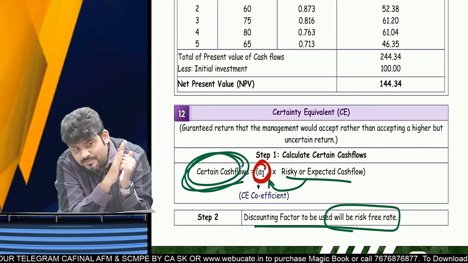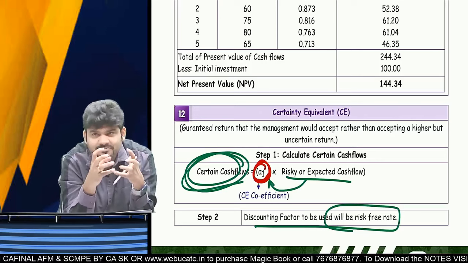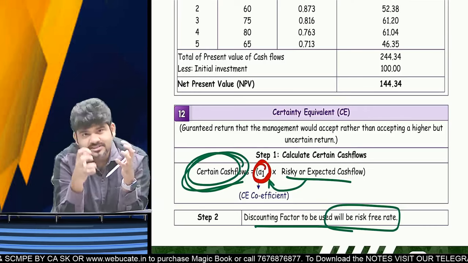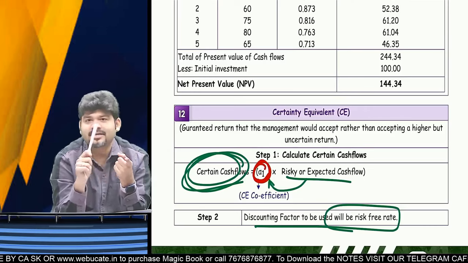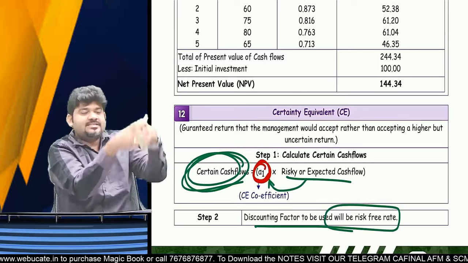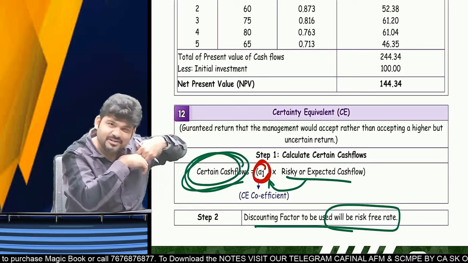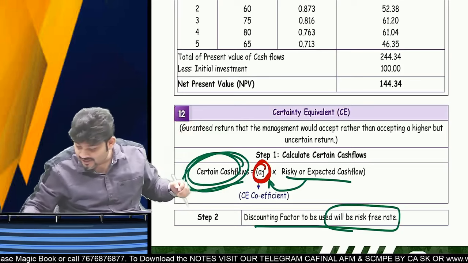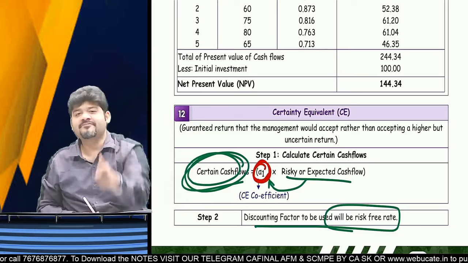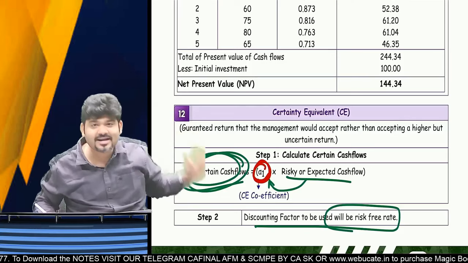So, let's make it certain. How? By multiplying it by a convincing factor, not a probability factor, called alpha. How much is the convincing factor that you are going to get 60 plus in AFM? So 95%, I'm sure. So your certain marks are 60 into 95%, so 0.95. 60 into 0.95, that for sure I will secure, and that is 57. So that becomes your certain marks. Like that, this becomes your certain cash flows.